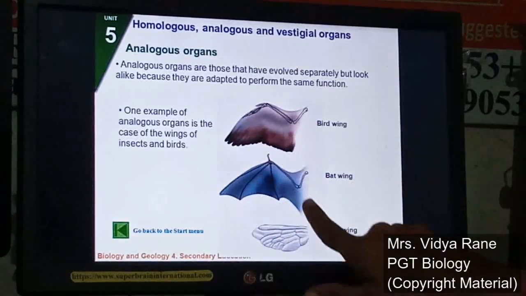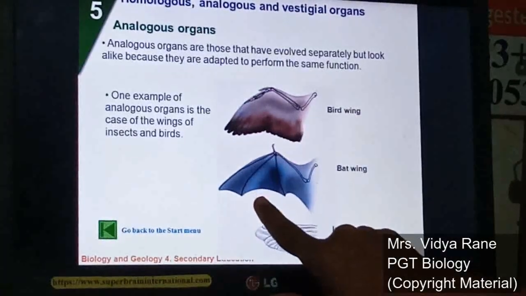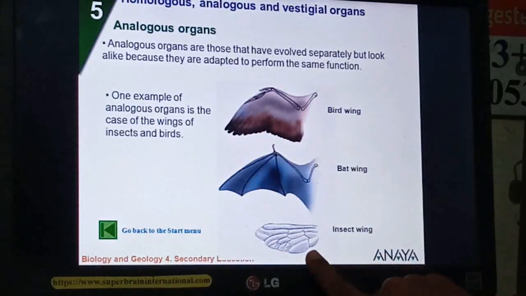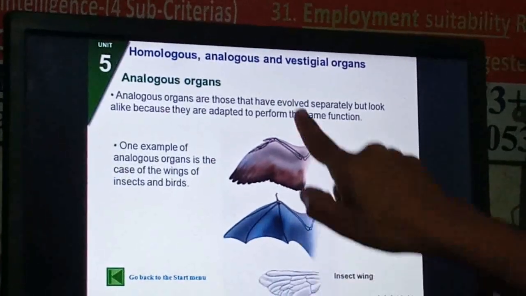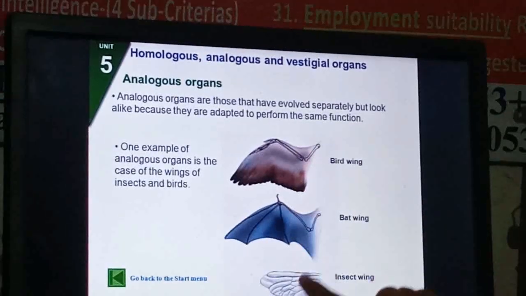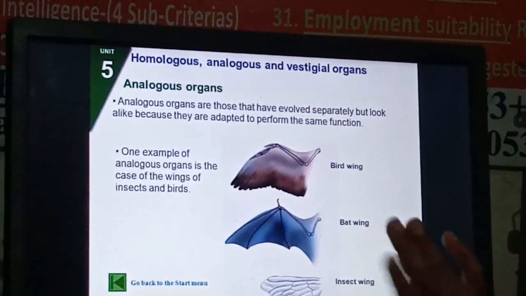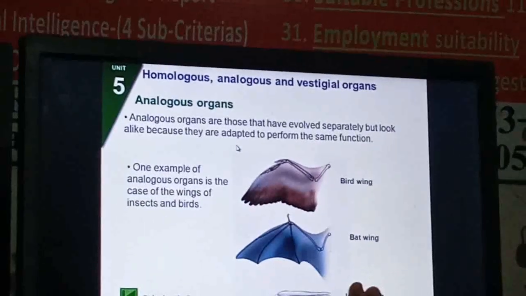If you will see the structure here, anatomical structure is different in bat, anatomical structure is different in bird, and in insect no skeleton is there. In insect, the wing is developed from the skin's extended portion. So here no skeleton is there. So here these all three wings are there. They are all wings looking the same. Even their function is the same, used for flying, right?